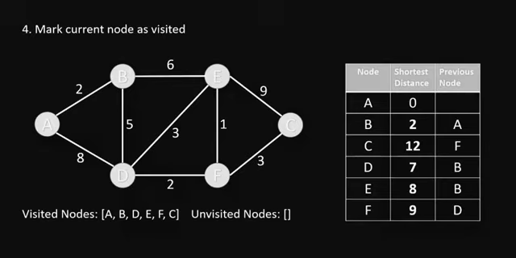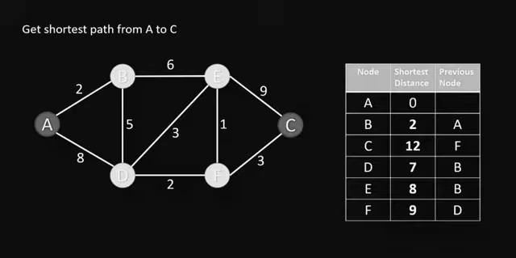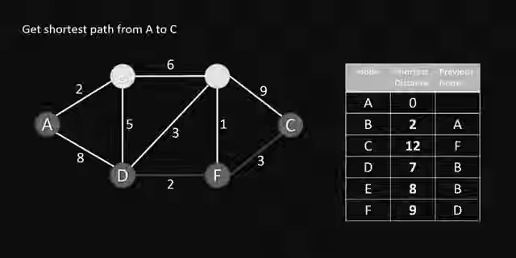We now have the shortest distance from A to every node in this graph, and the previous node, which helps us to reconstruct the shortest path. For example, if you want to reconstruct the path from A to C, the shortest distance is 12. To find the path, we look at the previous node, which is F in the table. So we mark the edge from F to C, and now we look at F and see it has the previous node D, so we mark the edge from D to F.